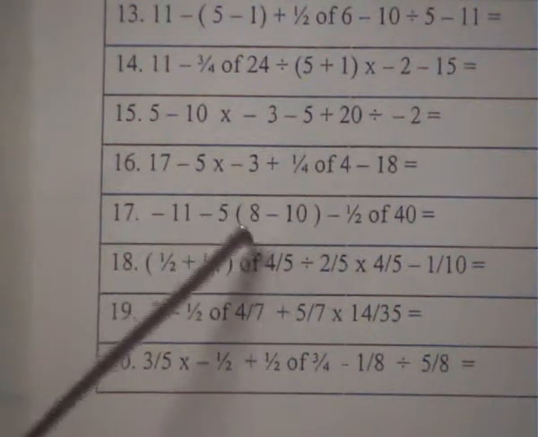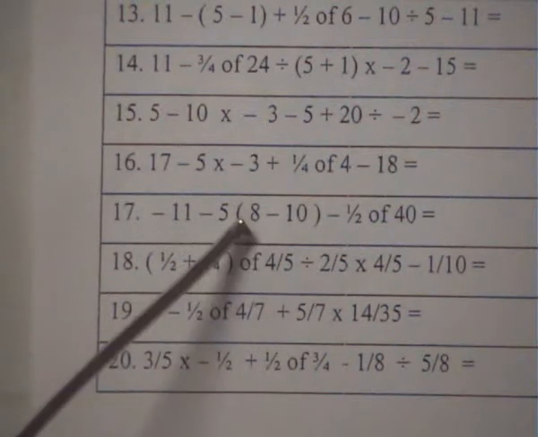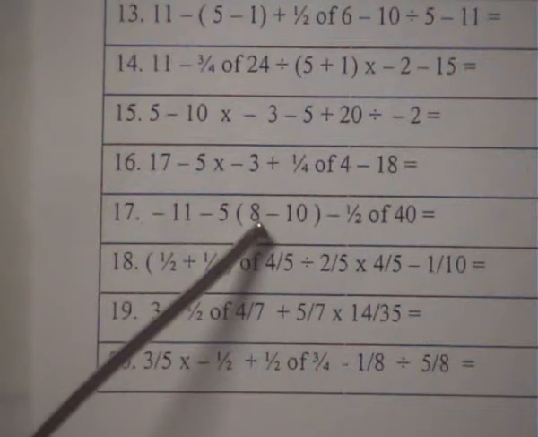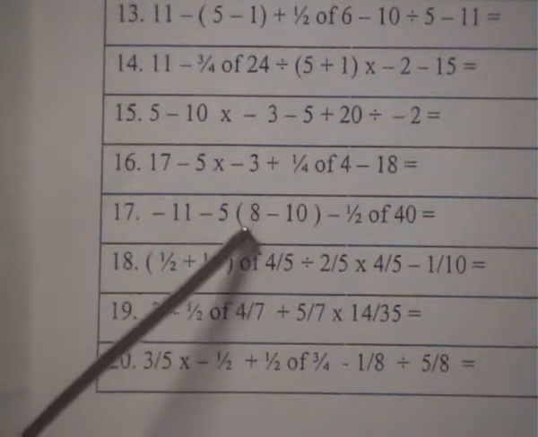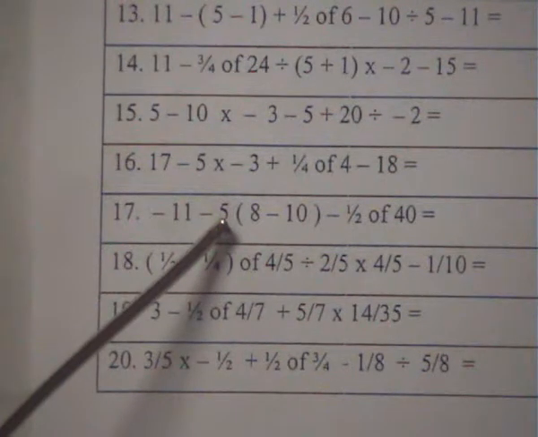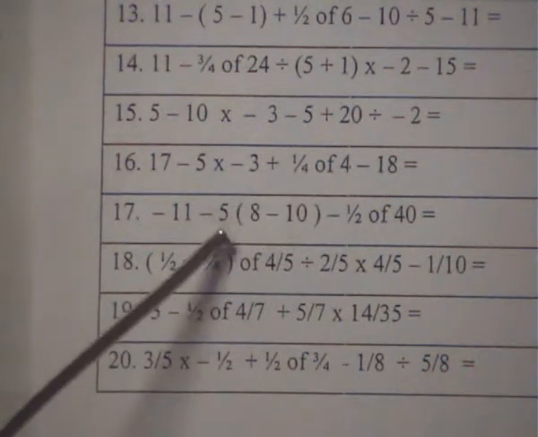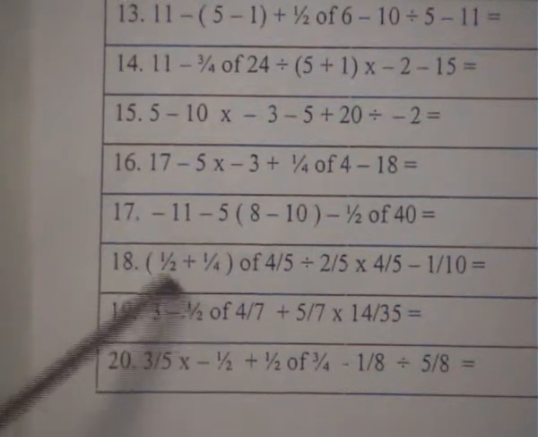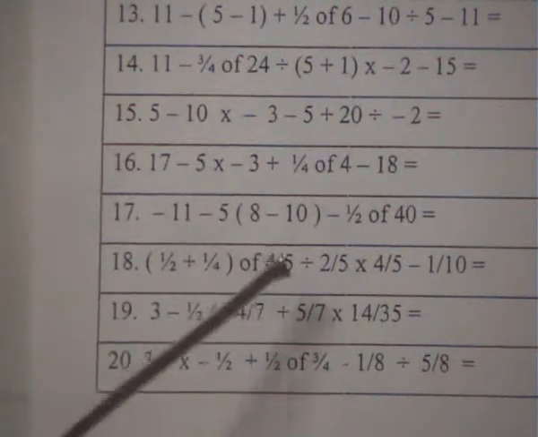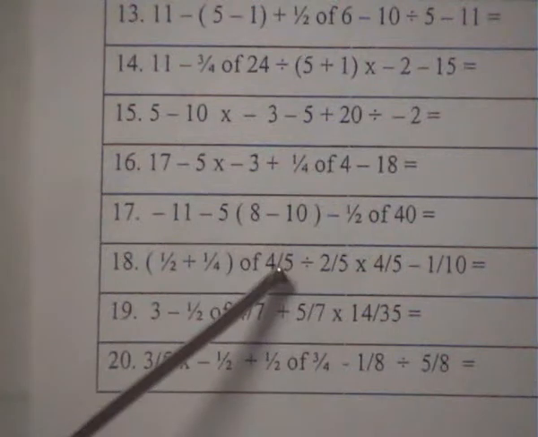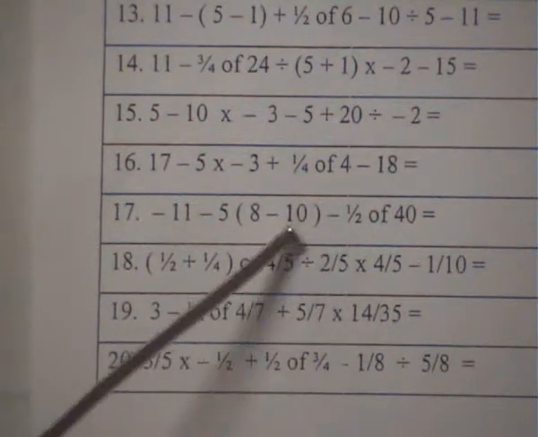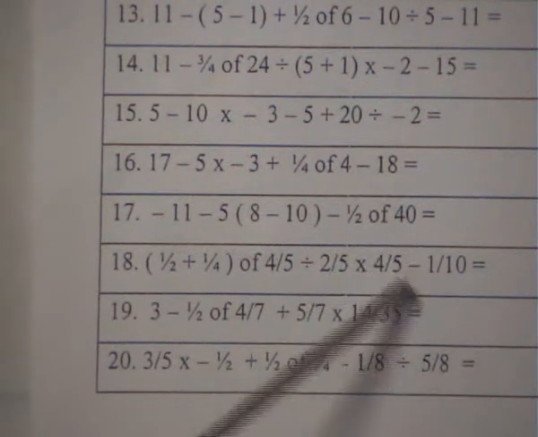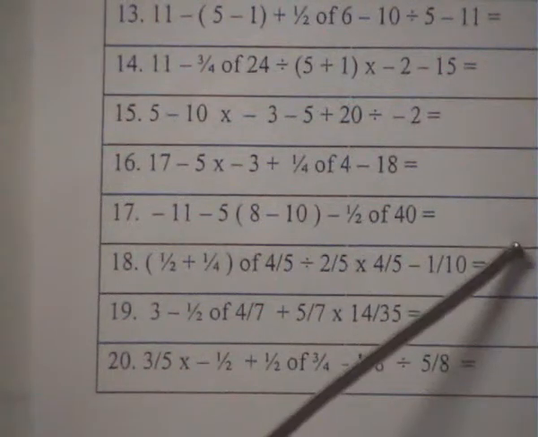Now remember, in number 17, 5 open bracket 8 minus 10 means do this bracket first and then multiply that answer by 5, or if you want you can multiply the answer by minus 5. Number 18, open bracket, half plus quarter, close bracket, of 4/5 divided by 2/5 multiplied by 4/5, 4/5 minus 1/10.